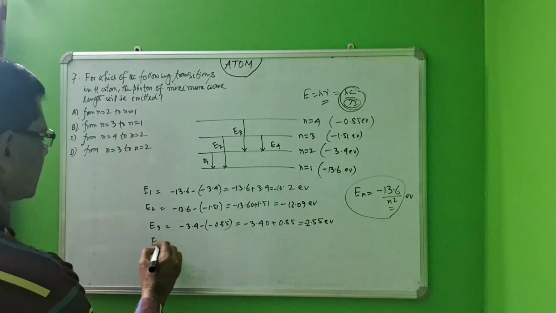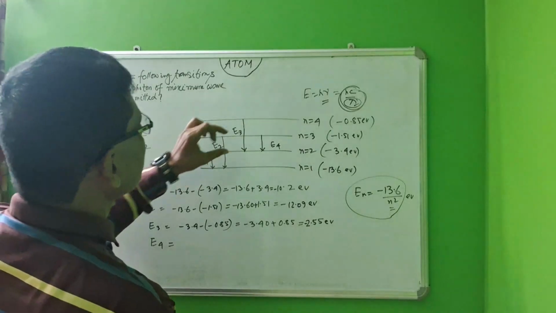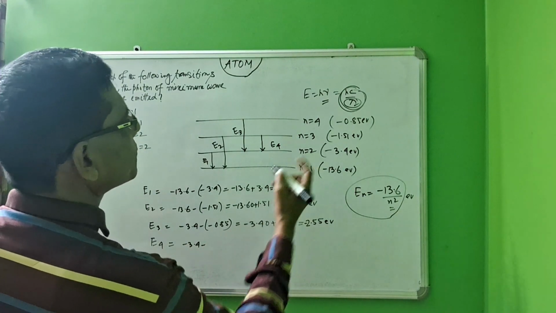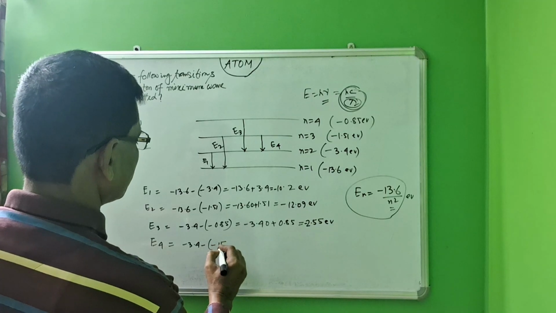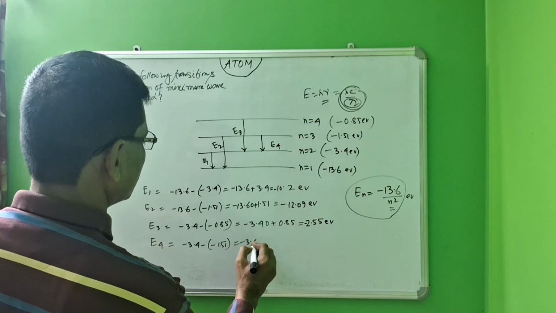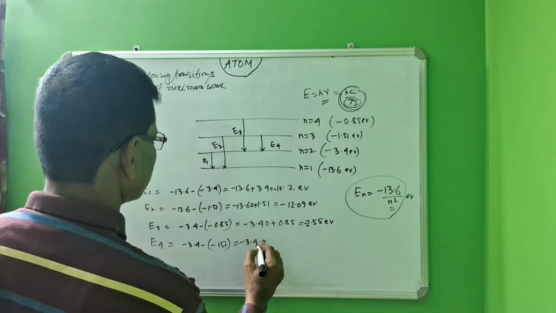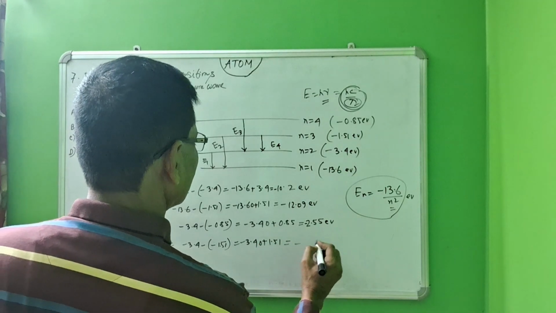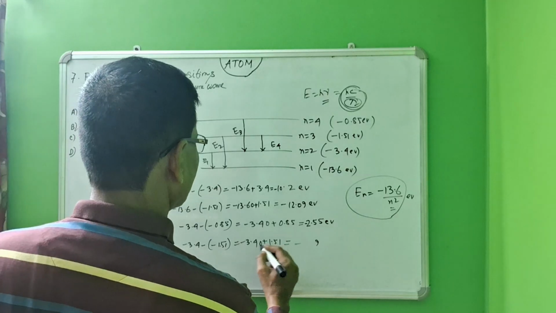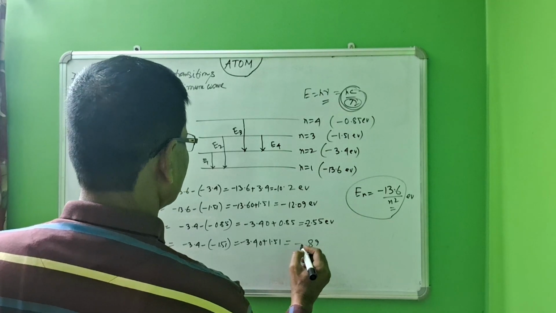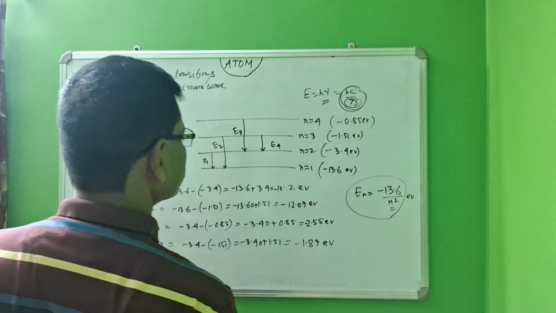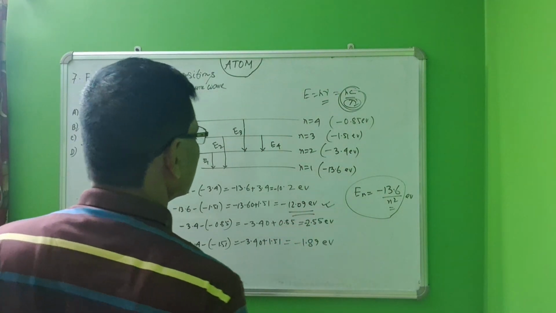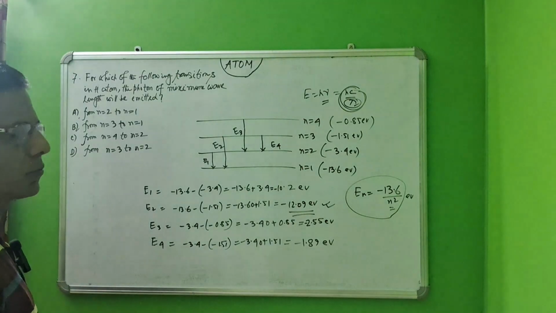E3 and E4, what is the E4 value? E4 means from 3 to 2, so minus 3.4 minus of minus 1.51 equals minus 3.4 plus 1.51, which equals 1.89 eV. So E2 gives you the maximum energy. E2 gives you the maximum energy.